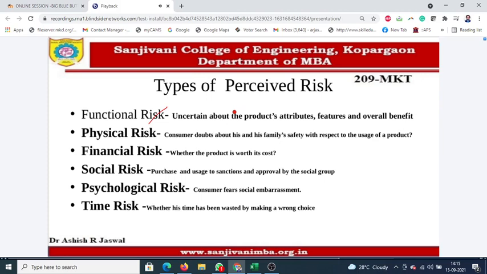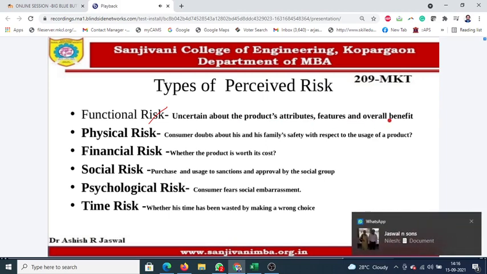In short, if I purchase a microwave, will it work properly after I take it home? What is his or her doubt? His or her doubt is whether the product is going to perform with respect to what is expected of it or not. That is called functional risk. So here the consumer is uncertain about the product attributes, features and overall benefits.